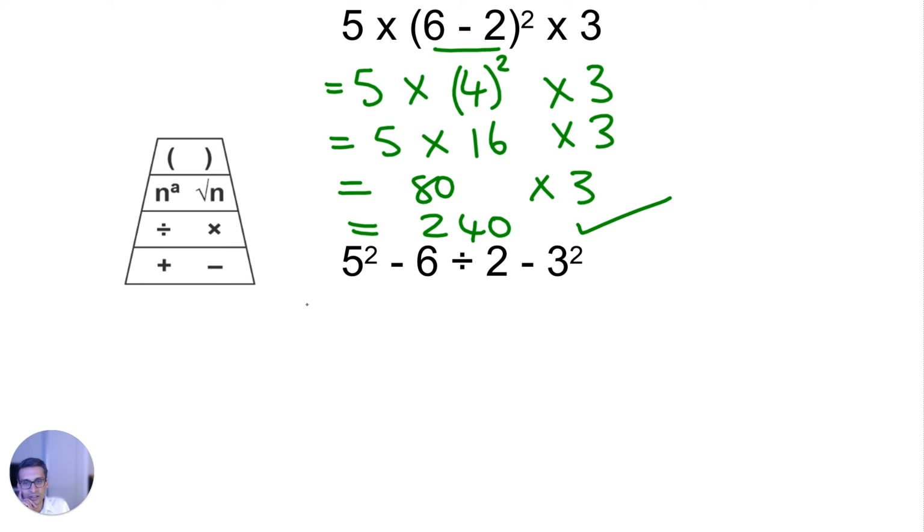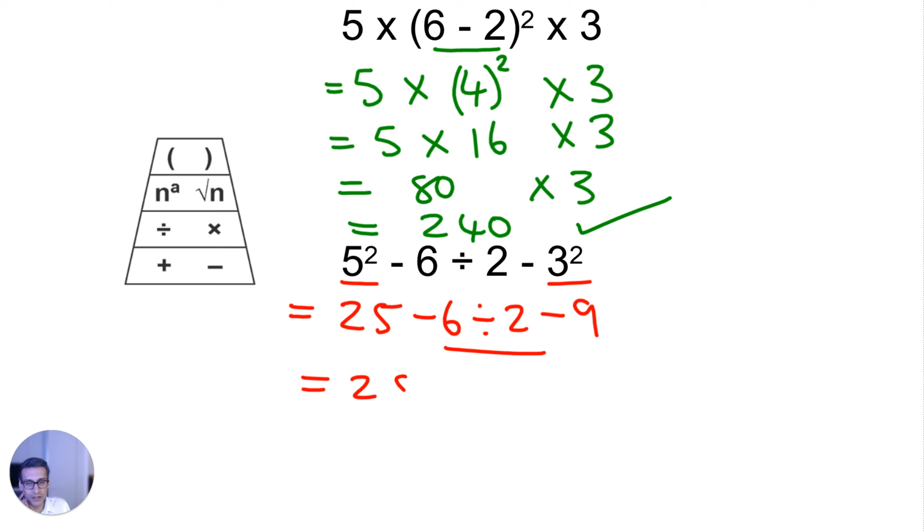Okay, so let's do this. We've got 5 squared and 3 squared. So 5 squared is 25, minus 6 divided by 2 minus 9. Now we're going to do the division, because division comes before subtraction. So this is 25 take away 3 minus 9. And now it's all subtraction, so we're just going to take everything away. Hopefully you got 13 as your answer.